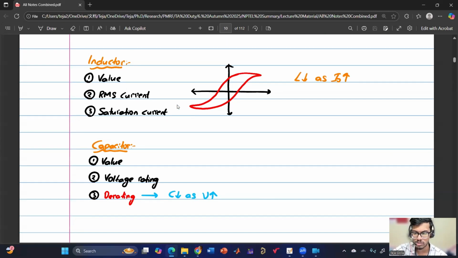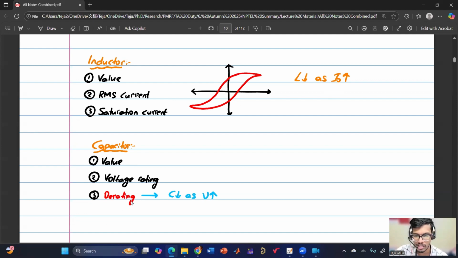I think I have also gone through the DigiKey website and showed how to select inductors and capacitors, and what is important. For inductors, the inductance value, RMS current, and saturation current are important. For capacitors, the capacitor value, voltage rating, and something called derating are also important. Like how the inductance will reduce with the current, capacitance also will reduce as the voltage across it increases. This is called derating. This happens because of the BH curve, and this is called inductor saturation.